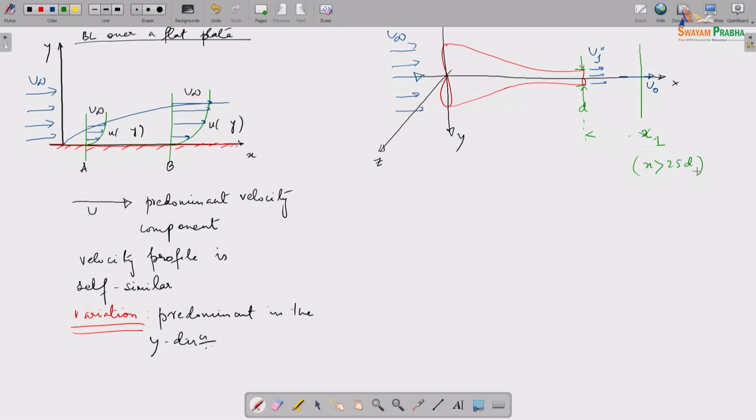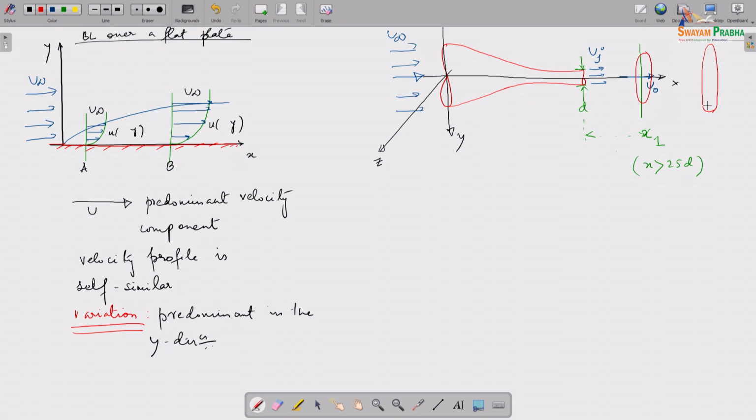Here again you have a dominant centerline velocity, u naught, and you have a spread. It starts out from here, and we know how much it is spreading over here. This is the spread, and further down you will have something like this.